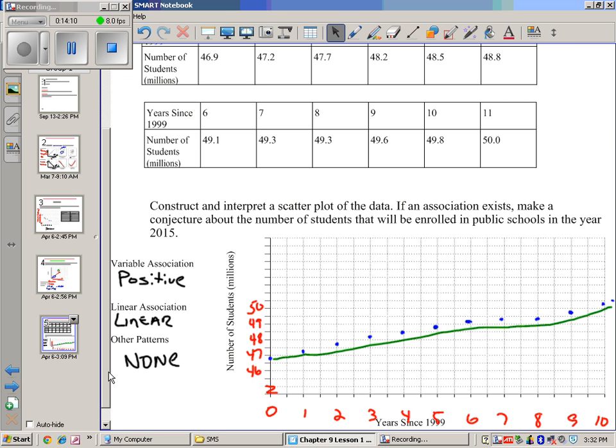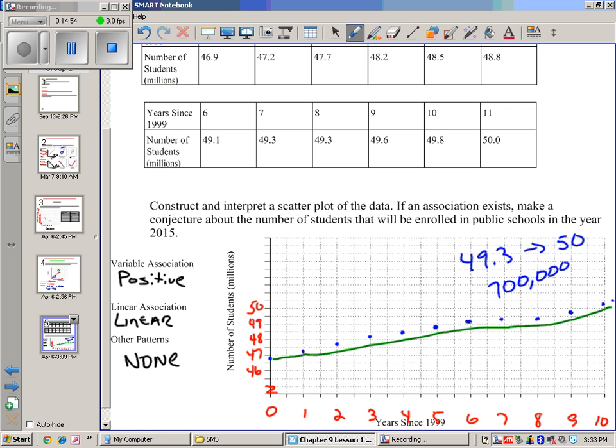And let's look at our one question there. Make a conjecture about the number of students that will be enrolled in public schools in the year 2015. Well, as it increases, it doesn't increase very much. We're talking 4 years from there. If you took a 4-year span, let's take the last 4 years. Take 11, 10, 9, and 8. Going from 49.3 to 50 in 4 years. So that's 0.7 or 700,000 students in 4 years.